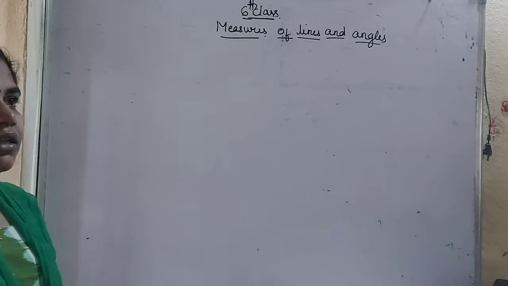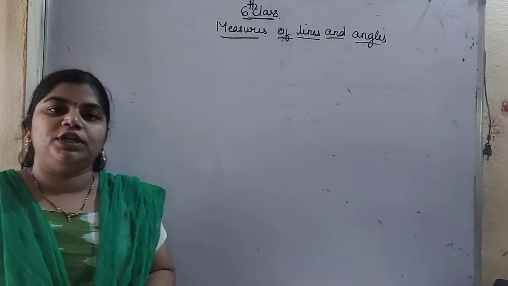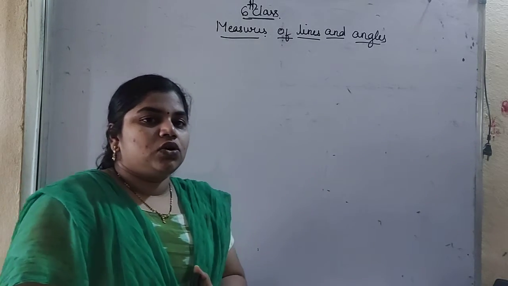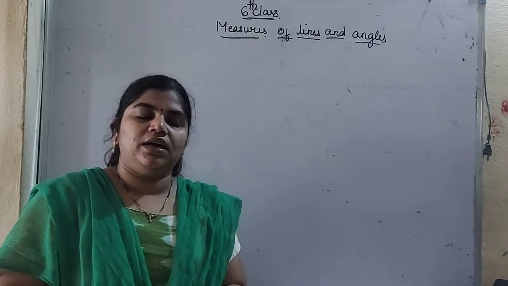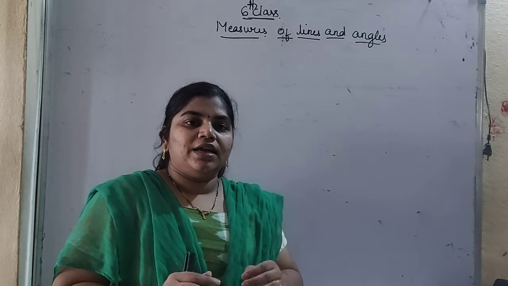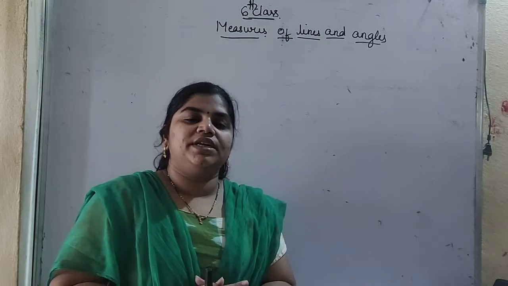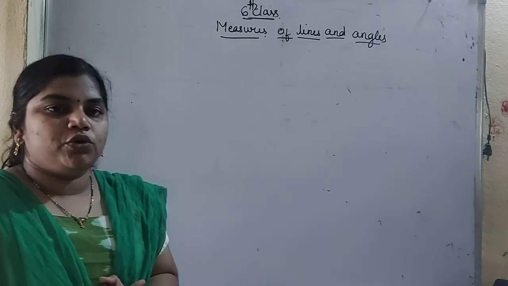Measures of lines and angles. So how to measure the line and how to measure the angles we will learn here. Already you know about line. So what do you mean by line? A line is nothing but a line segment which extends on both the sides. It forms a line.